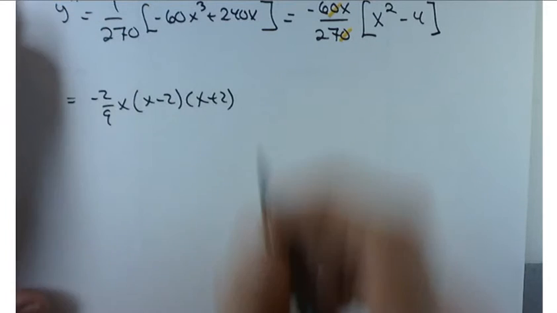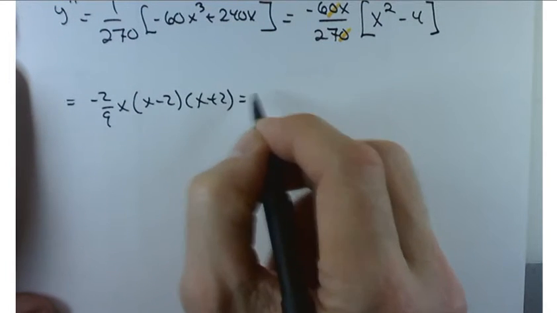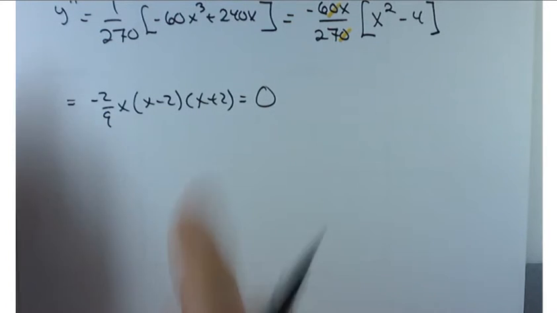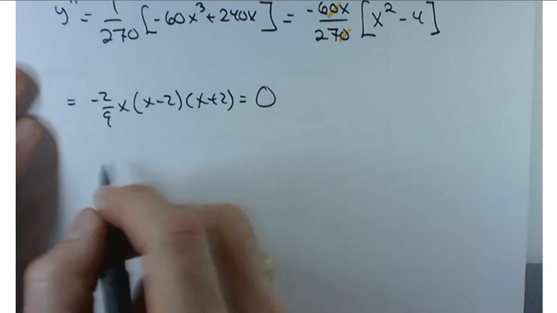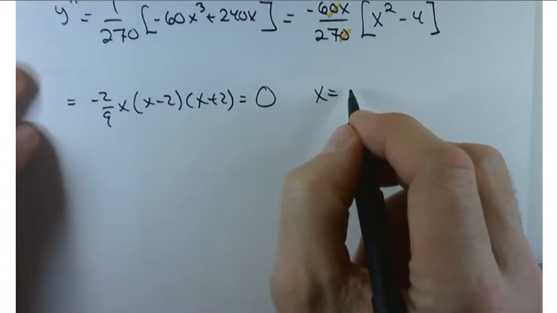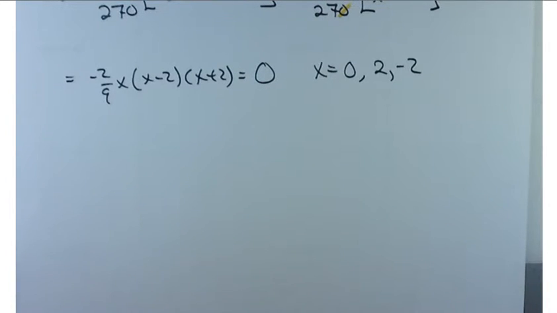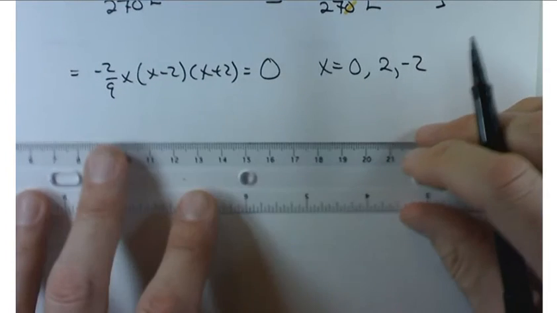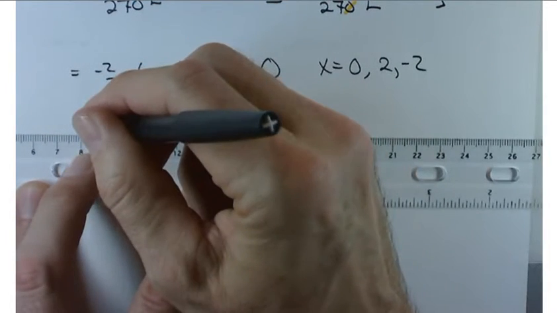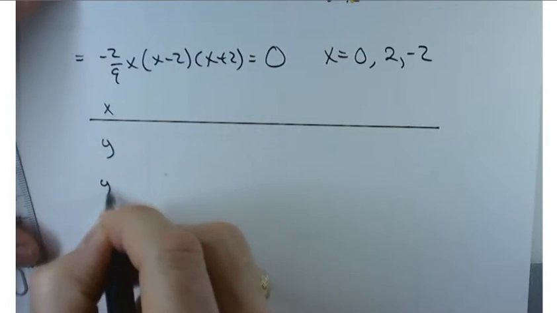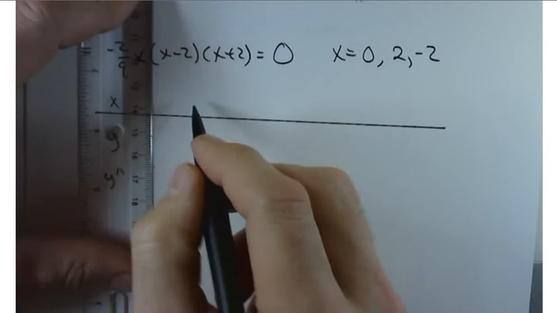Why is that? Because once it's factored, we can easily set and solve this equation equal to 0. Baldine, what are our solutions here for x? Good. And you can read that off. 2, negative 2, and 0. Well, we're going to have to do that testing thing again. So x, y, y double prime, negative 2, 0, and 2.